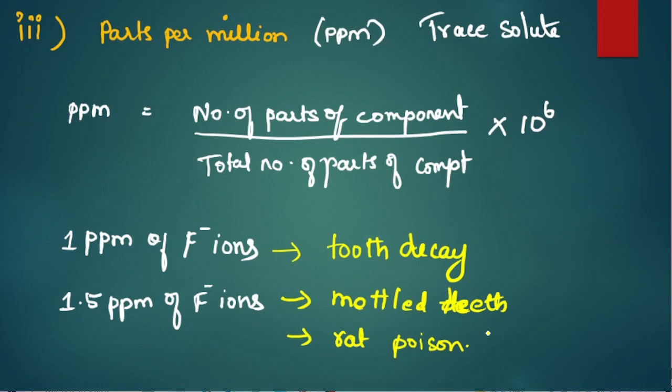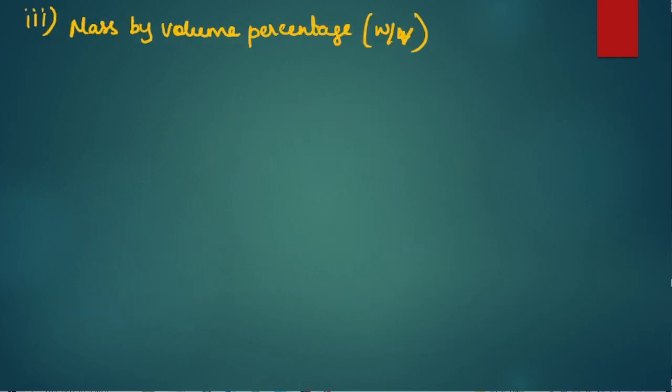Okay, so now let us move on to mass by volume. Now we are moving to mass by volume percentage. Mass by volume percentage means first on the top you should have the mass, and on the bottom you should have the volume. So mass by volume is equal to mass of, I'm leaving it blank for now, volume of.